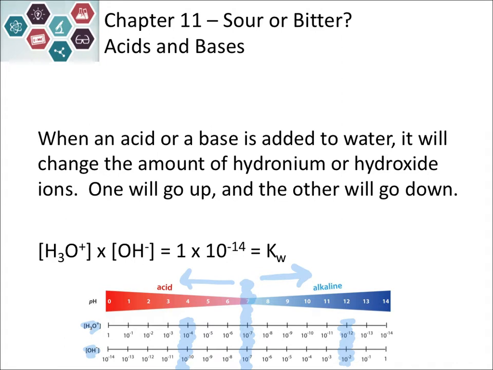So this leads us to a useful equation. Hydronium concentration times hydroxide concentration is always equal to 1 times 10 to the negative 14th, which we call Kw. So what this does is allows us to go back and forth between these two concentrations. If you know one, you can always calculate the other.